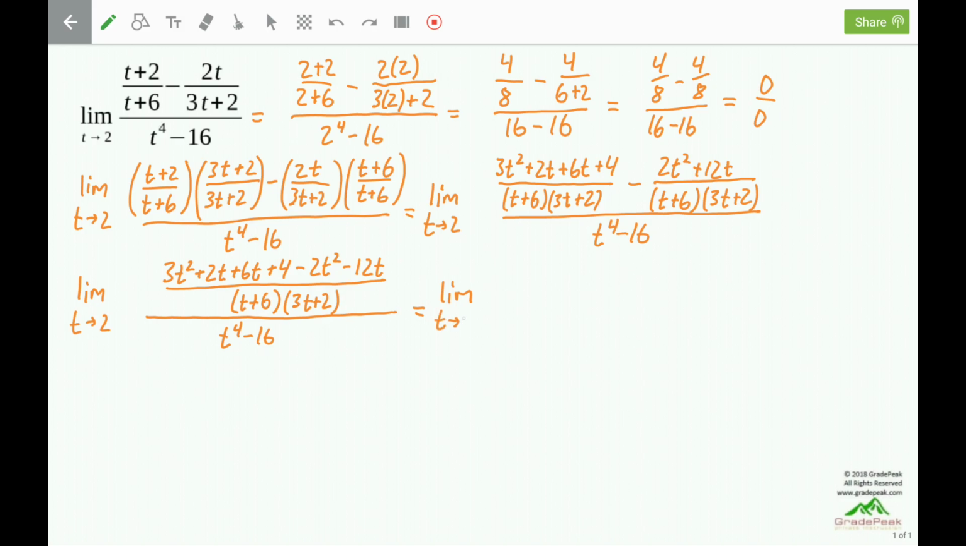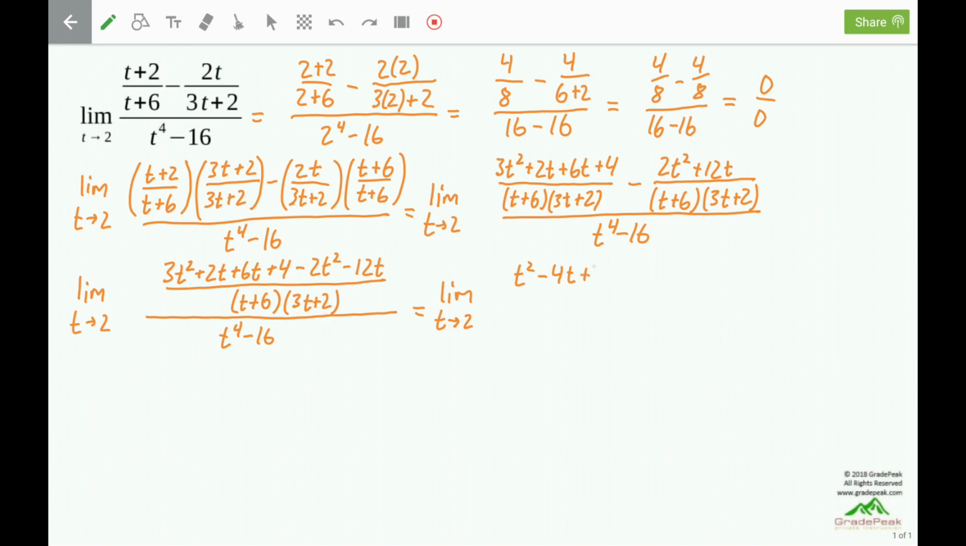The next step is to combine together any like terms that you may have in the numerator of the fractions we just combined up here. I actually see a 3t squared and a minus 2t squared. That's the first terms that will combine into a positive 1t squared. I see a positive 2t, a positive 6t, and a minus 12t. That's going to be 8t minus 12t, which is a negative 4t.